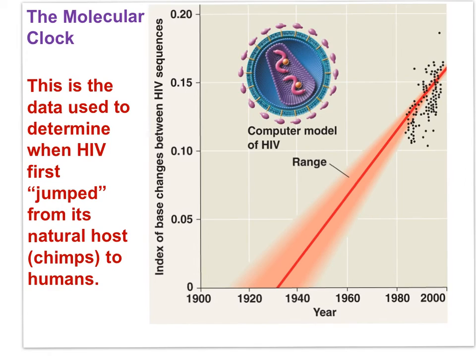This slide gives us an index of base changes among HIV sequences through time. Assuming constant rates of mutation, an analysis of base differences among the various strains of HIV allows a regression line to be drawn that would provide evidence of when the common ancestor of all HIV strains existed, approximately 1930.